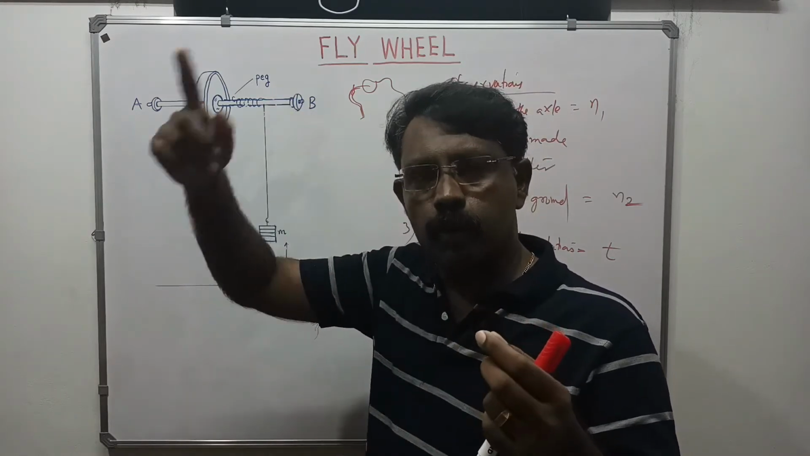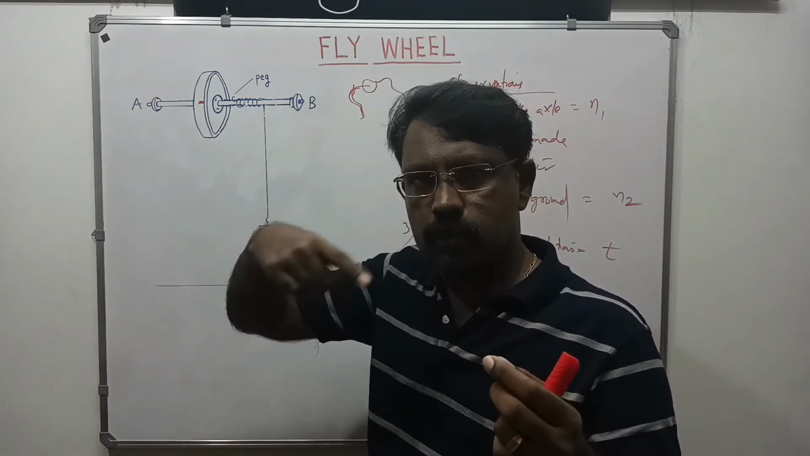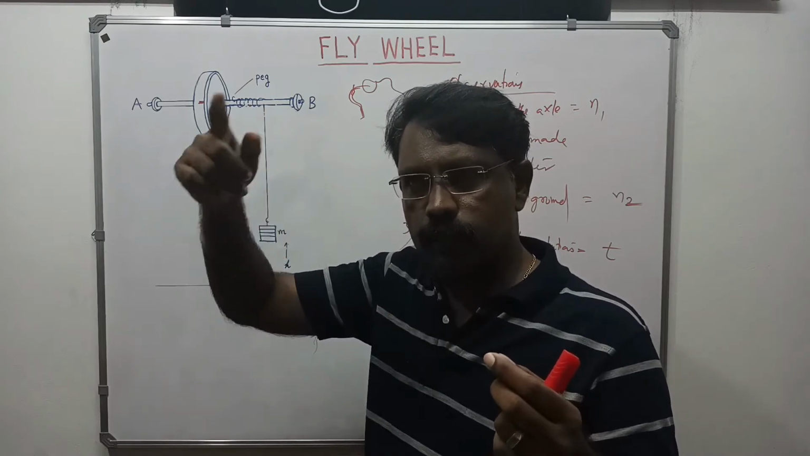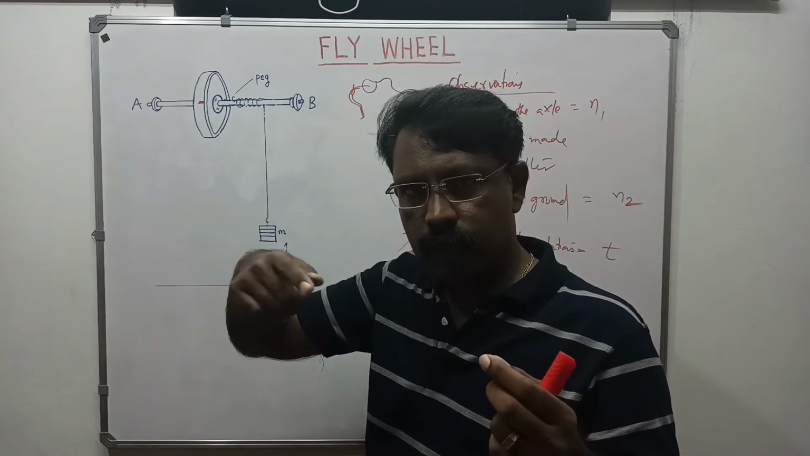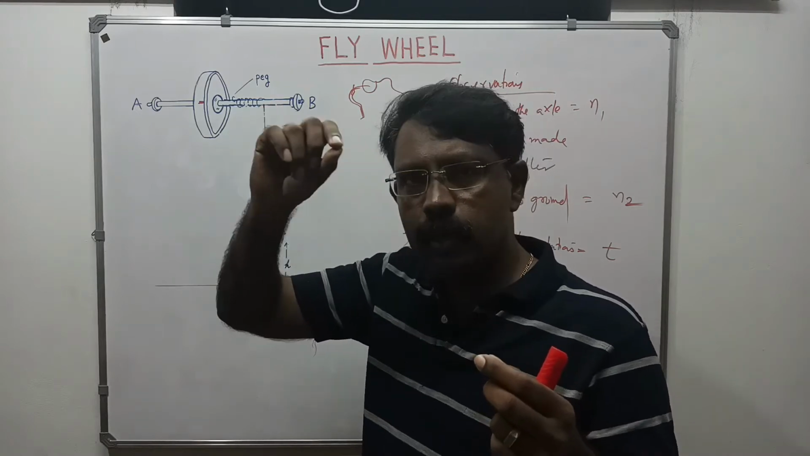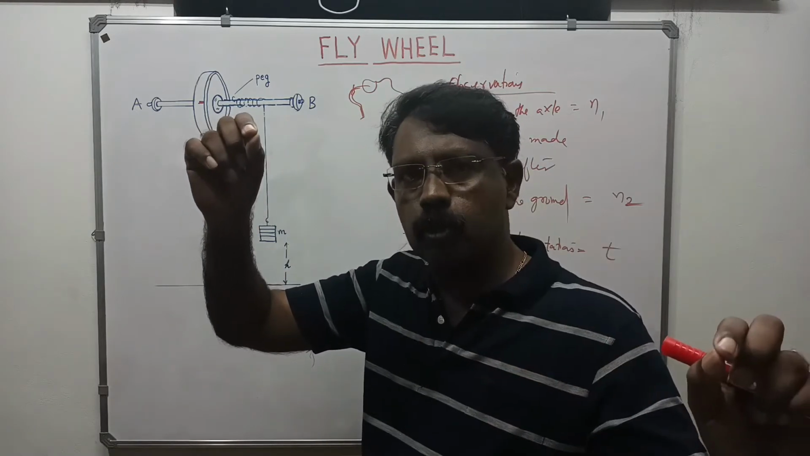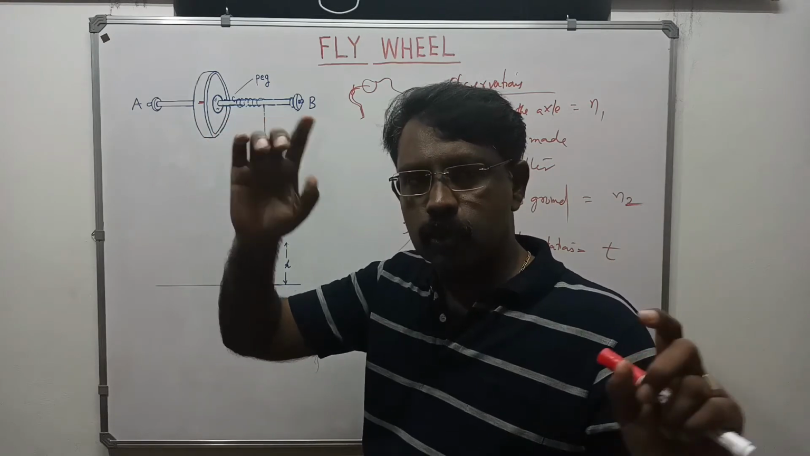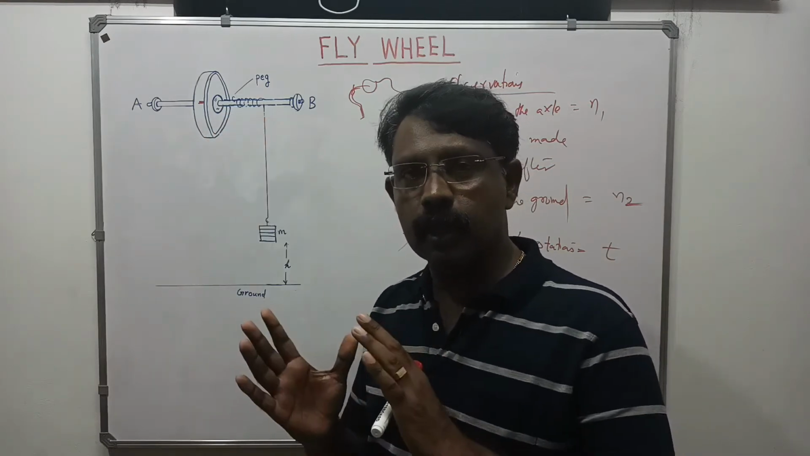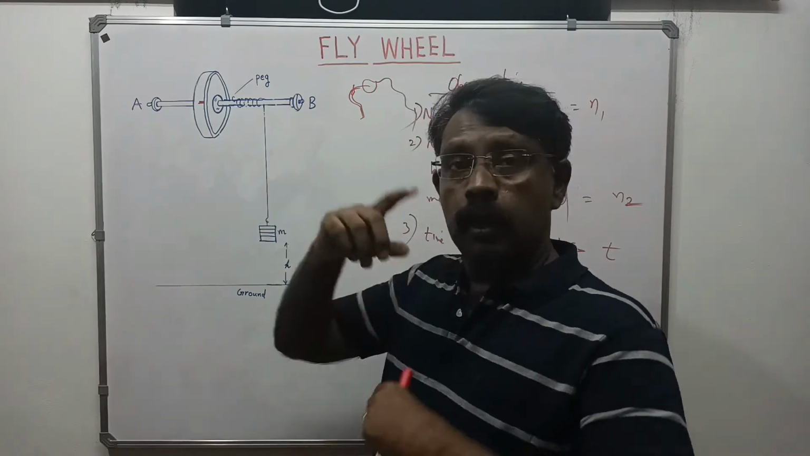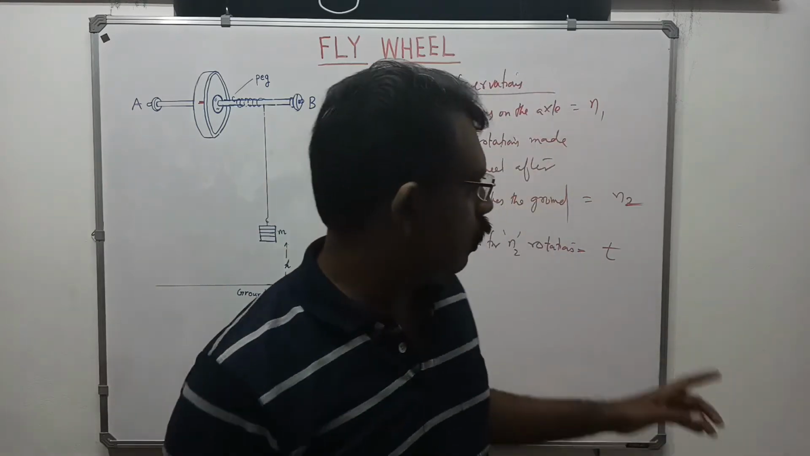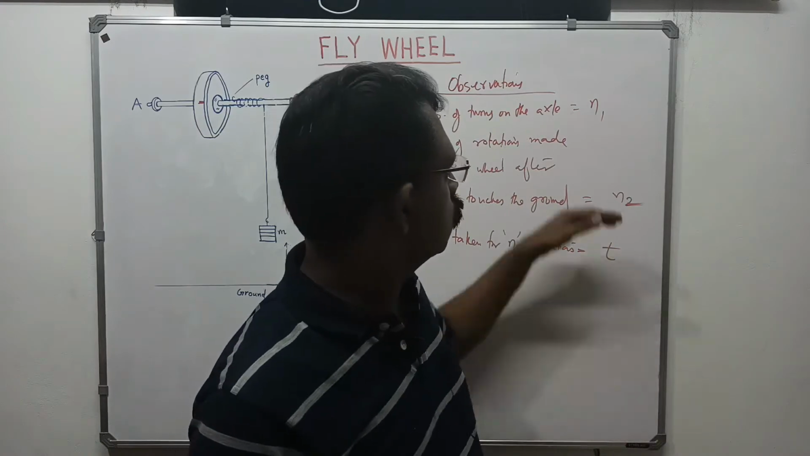We will count the time, and the flywheel will go on rotating. Slowly its speed will go on decreasing, and finally when the flywheel is stopped, we will stop the stopwatch also. So you can get the time. What will that time be? That time will be the time taken for N2 number of rotations. So these are all the observations.